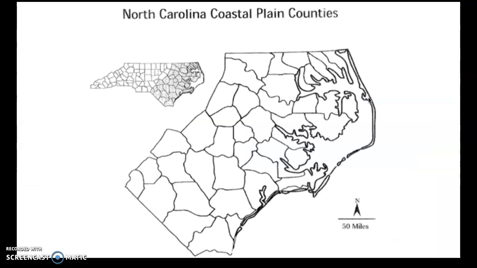And then our coastal plains. Remember, you live in the coastal plains. I live in the coastal plains. It was once covered by the ocean. It is generally characterized by flat land, and it goes all the way to the coast of North Carolina, including our barrier islands right here.